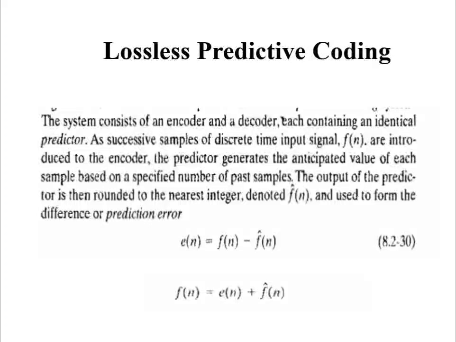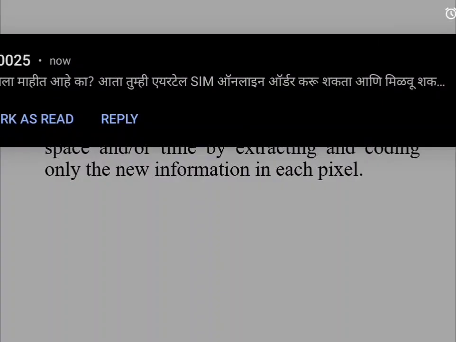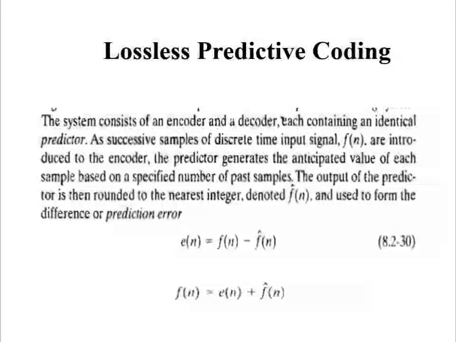which is encoded using a variable length code to generate the next element of the compressed data stream. The decoder reconstructs e of n from the received variable length code word and performs the inverse operation, that is f of n is equal to e of n plus f cap of n, to decompress or recreate the original input signal. This figure represents the lossless predictive coding model, encoder and decoder.